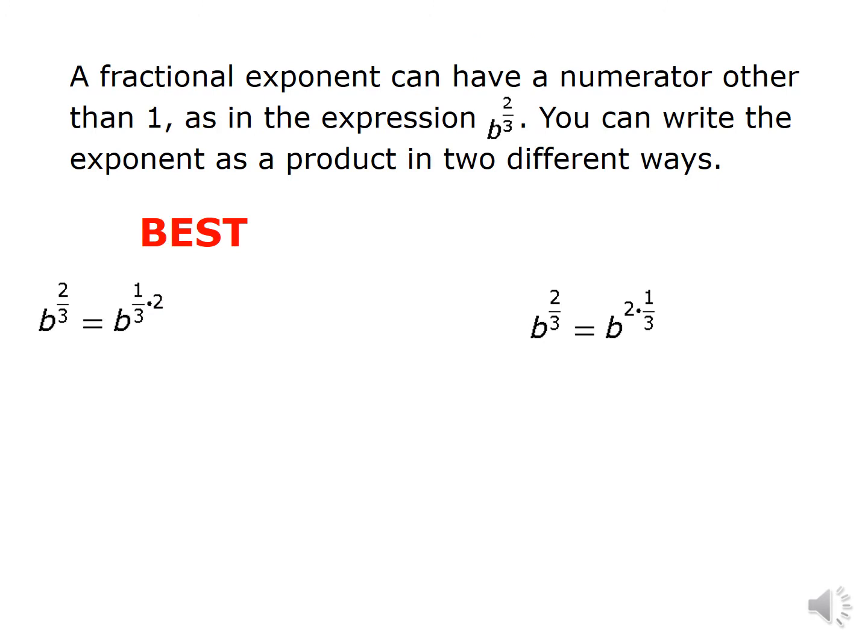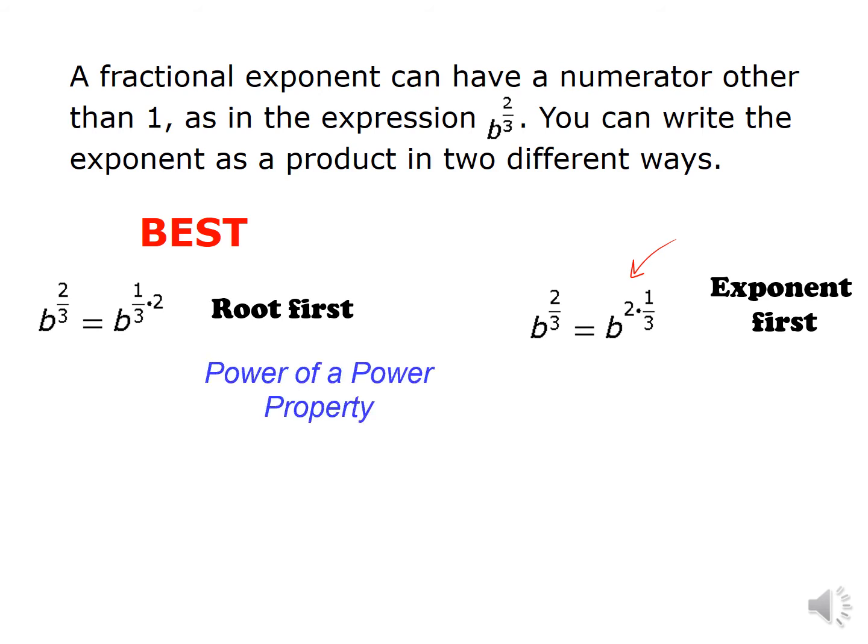Okay, so a fractional exponent can have a numerator other than 1, as in the expression b to the 2/3. You can write the exponent as a product in two different ways. So this is root first, and this is exponent first, okay? So you're separating it because 2 times 1/3 is 2/3. So the next step would be to use the power of a power property. So this one, you solve the root first, and then you do the other exponent after. This would be doing the exponent first, and then doing the root.